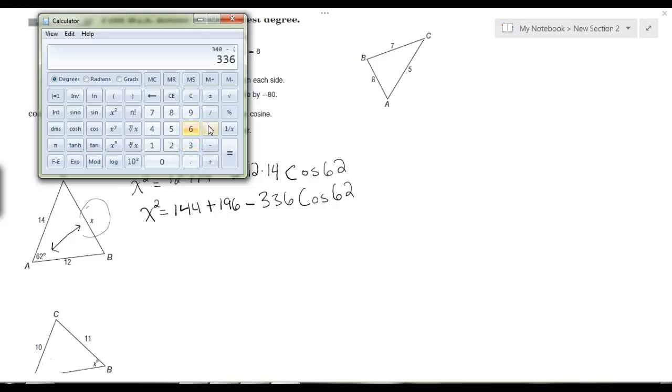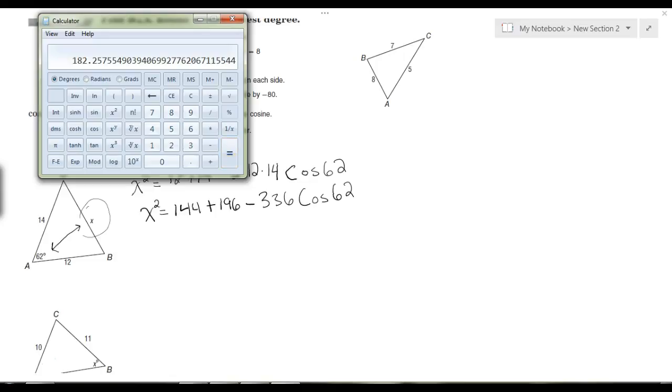336 times 62 cosine equals 182.25. So again, though, we had x squared.